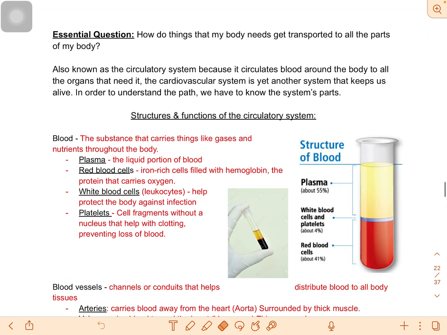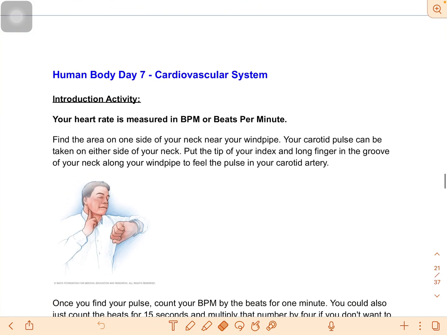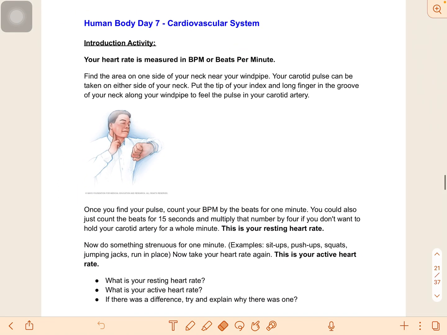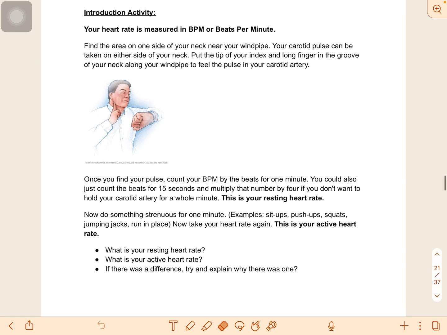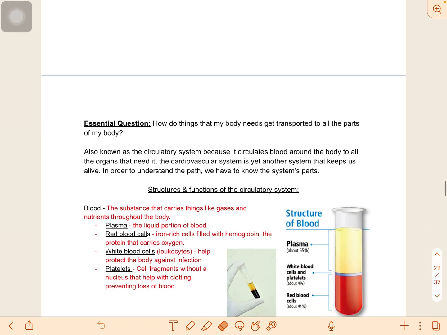All right. So one thing that we did not do just now was this activity right here. This is the introduction activity I had everyone do. What I would suggest is that you do this on your own if you were not able to participate in this particular activity. If not, we will just move on to the notes portion of it.